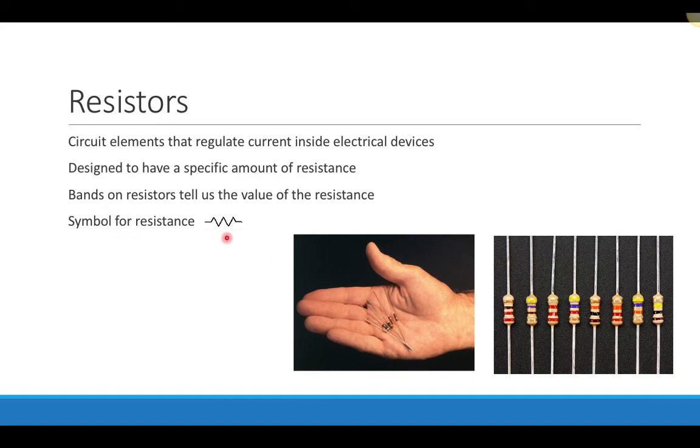The symbol that we use for a resistor is this jagged line, and we're going to start to see some pictures where we draw some simple circuits, and when we do that, that will be our symbol for a resistance value.